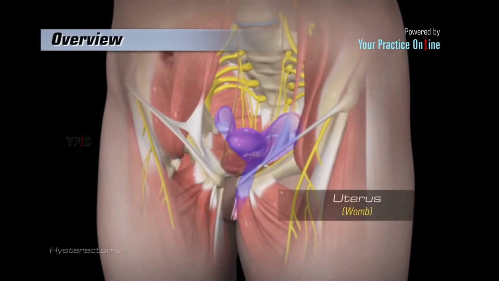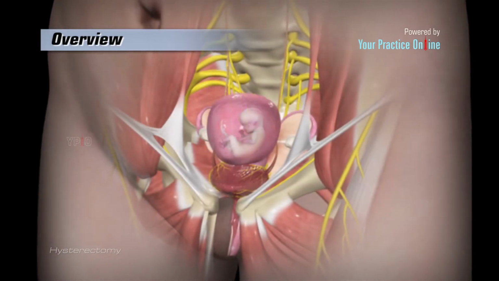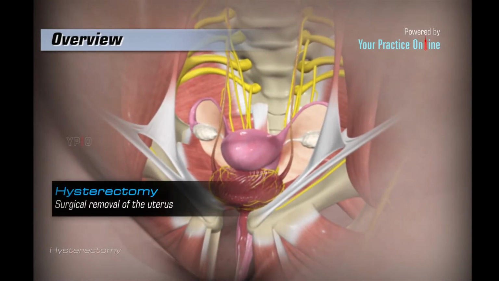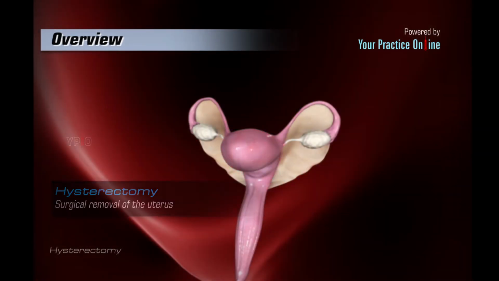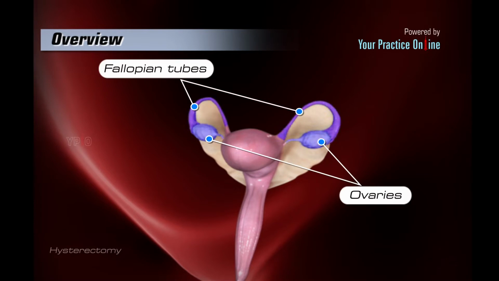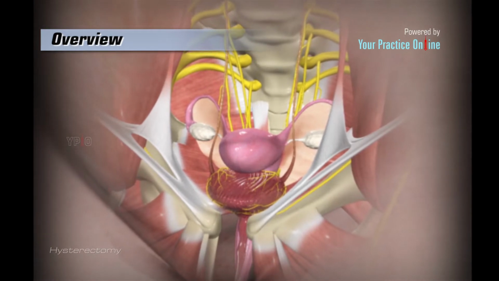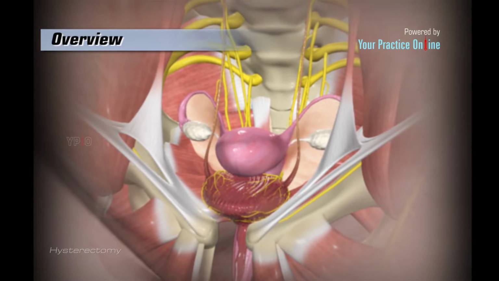The uterus, also referred to as the womb, is where a baby grows inside their mother. Hysterectomy is a surgical method in which the uterus of a woman is removed. Sometimes the ovaries and fallopian tubes are also removed. Once a woman has had a hysterectomy, she will no longer menstruate and cannot become pregnant.